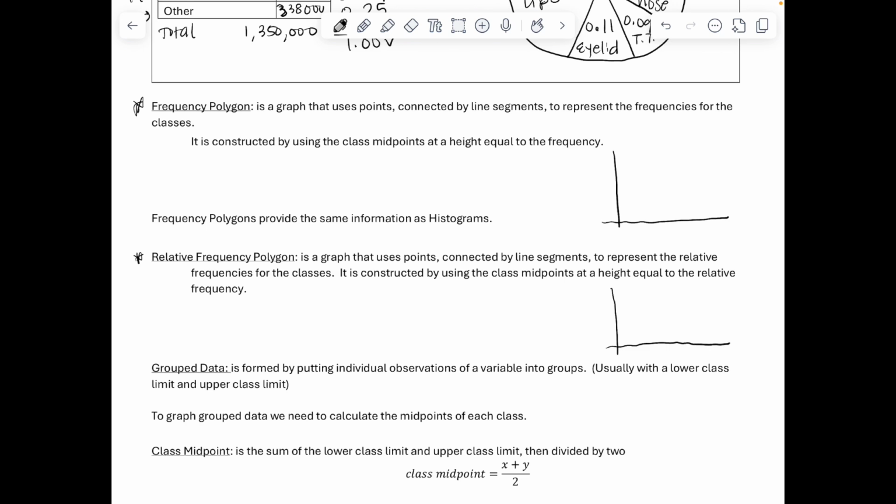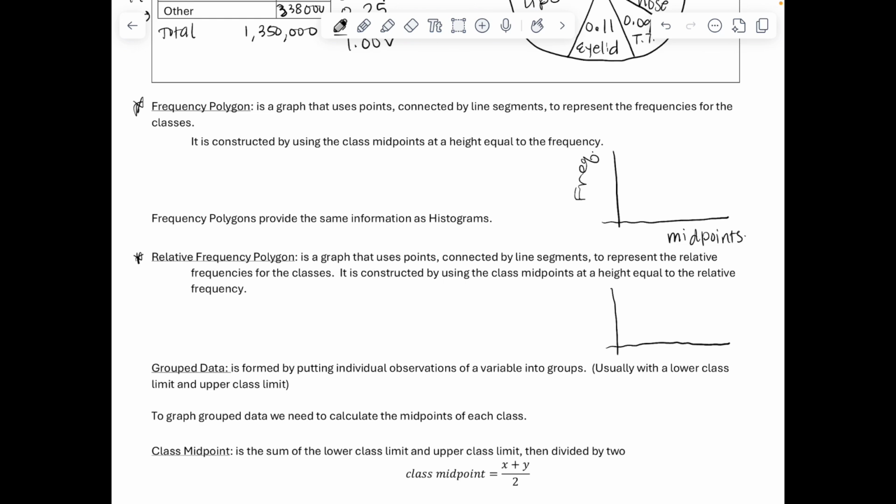And so a frequency polygon is a graph that uses points connected by line segments to represent the frequencies of the class. And it's constructed by using class midpoints at a height that's corresponding to the frequency. So we're going to have frequency and we're going to have midpoints here.